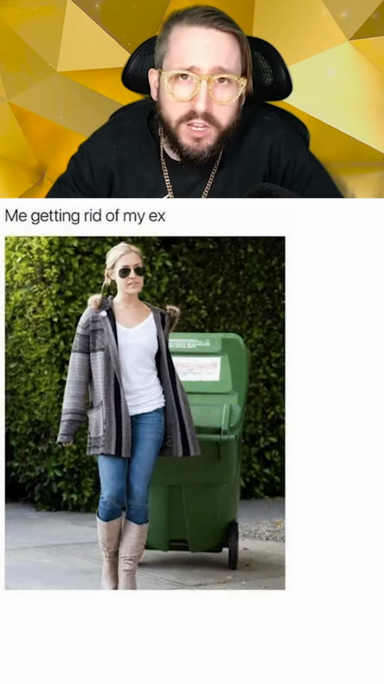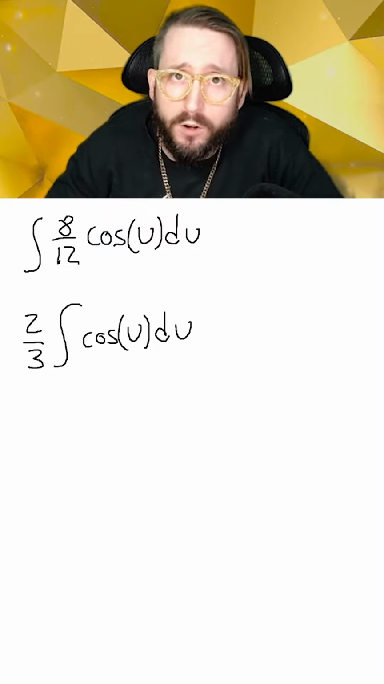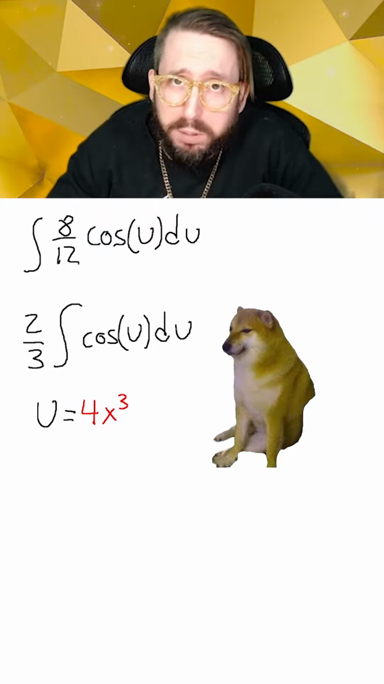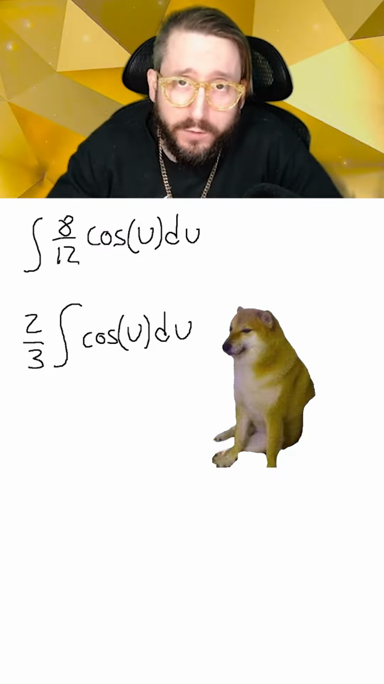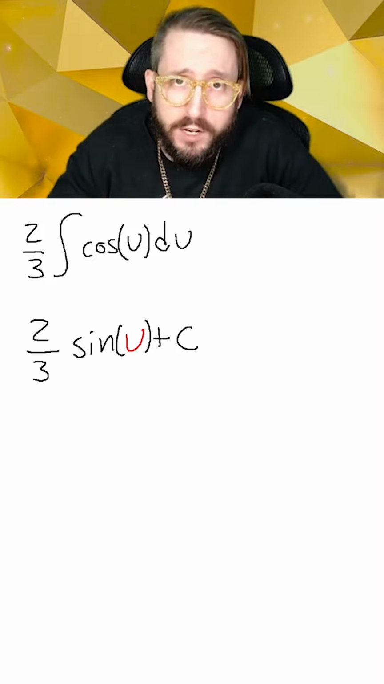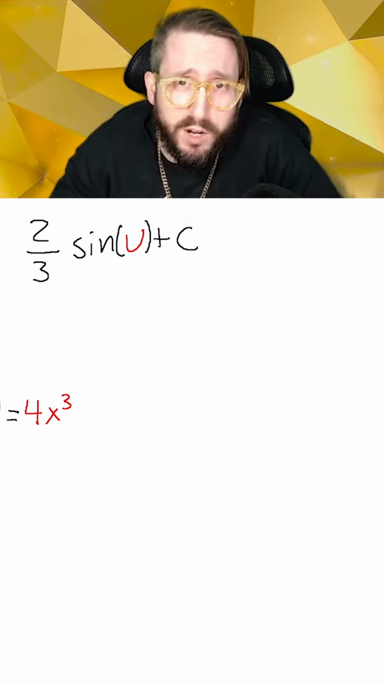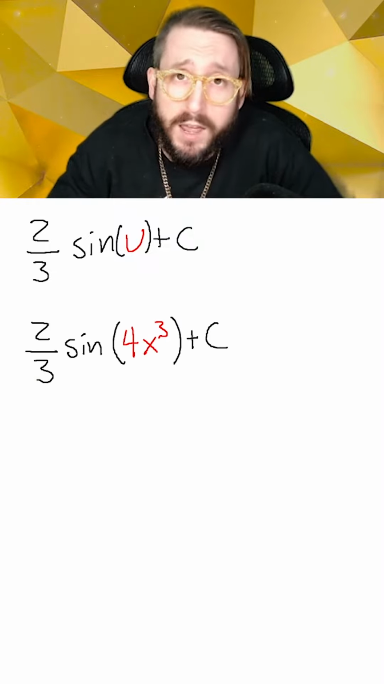If at this point you haven't gotten rid of all the x's, then you didn't choose the right u. Or it means we may need to do another technique called integration by parts. Now it's important to not plug back in the u until after we've done the integral. So now that I have a simple integral, I can evaluate it and get that the integral of cosine of u is just sine of u. But since my original integral had nothing to do with u and was all in terms of x, this is where I'm going to plug back in 4x cubed for u. And now we have our answer, which is 2/3 sine of 4x cubed plus c.